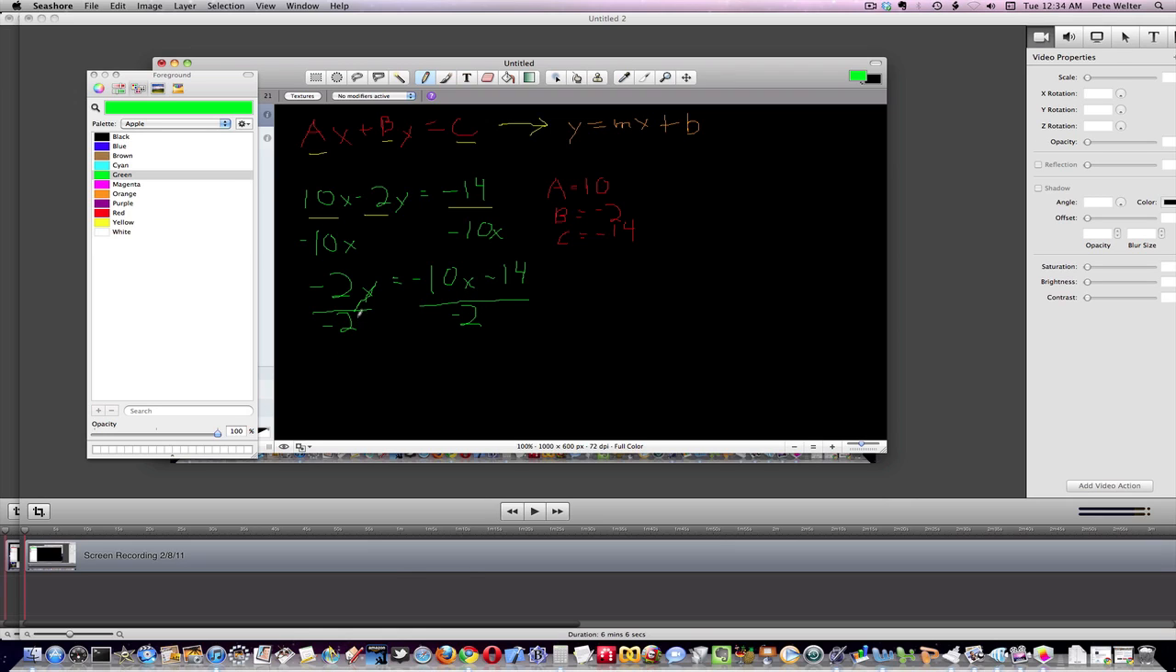Negative 2y divided by negative 2 is y, which is what we wanted. And now we have to do the right-hand side over here. We're going to do negative 10x, sorry, divided by negative 2. Okay, you see that part over here. And so negative 10x divided by negative 2 is 5x, right? And negative 14 divided by negative 2 is a positive 7.